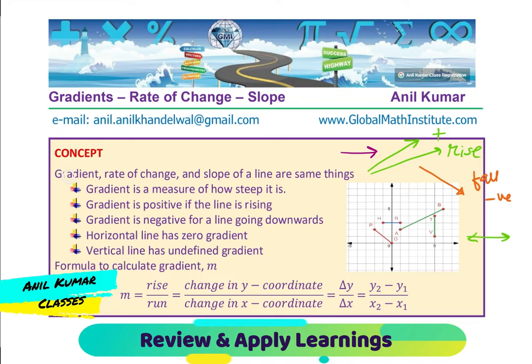Gradient, rate of change and slope of a line are the same thing. Let's understand that first, because if you are using international books, you might come across different terms which really mean the same thing. Gradient is a measure of how steep it is. Gradient is positive if the line is rising. Gradient is negative for a line going downwards. A horizontal line has zero gradient. A vertical line has undefined gradient.